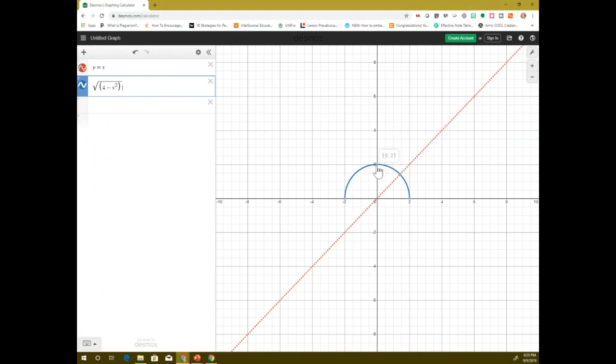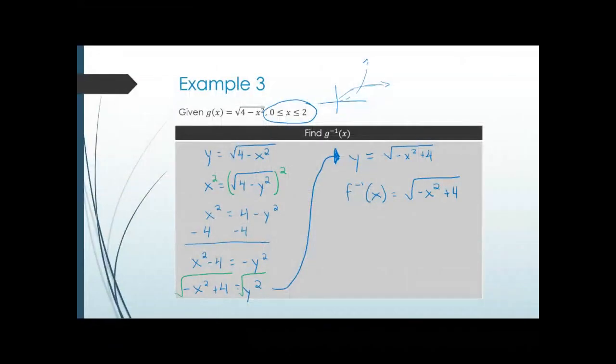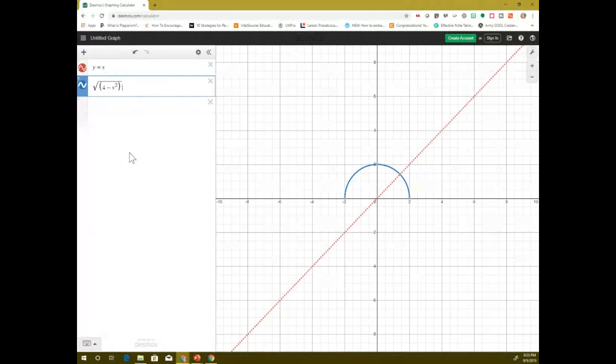So this doesn't pass the horizontal line test. That's why it says just from 0 to 2. So we only want the 0 to 2 part. If you ignore the negative 2 to 0 part, it looks like a mirror image already. So it looks like you're going to get the same exact function, and that is actually what we got. It's its own mirror, because we got negative x squared plus 4, which is the same as 4 minus x squared. So we want the positive version.